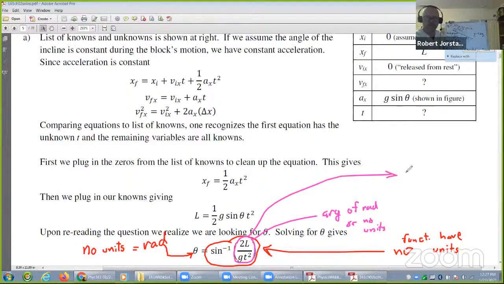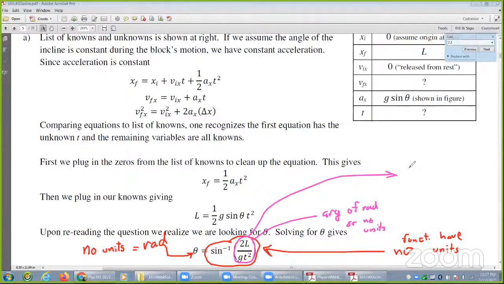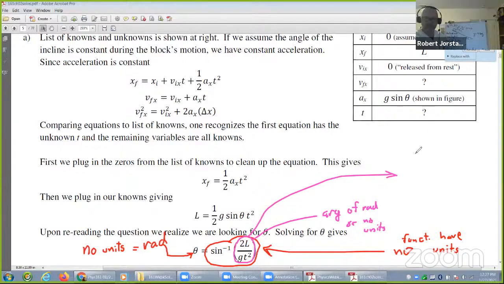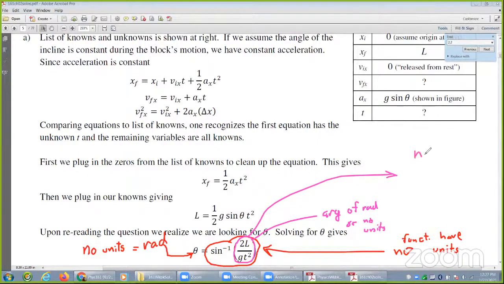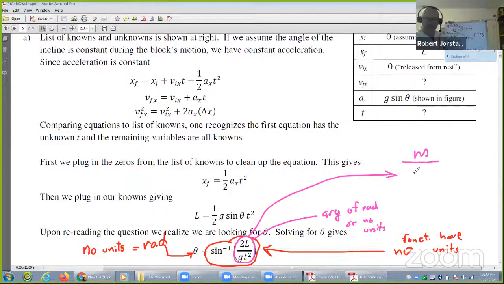Otherwise, this won't work. What are the units of 2? No units. What are the units of L? Meters, it's a length. And then G, we'll just write it out here. You got the right idea here. And then time squared. It looks like the units check, agreed?